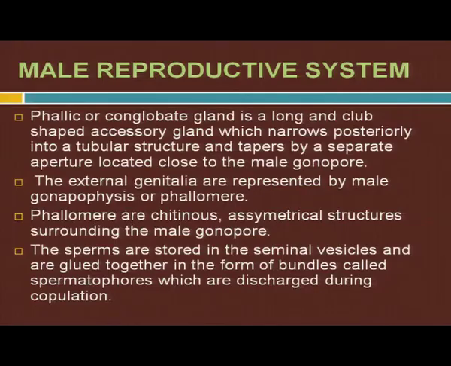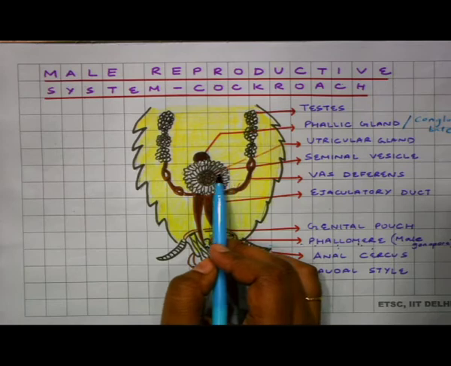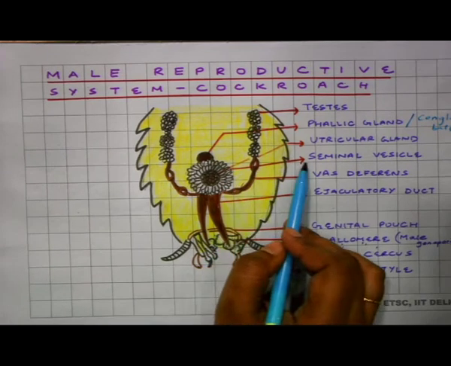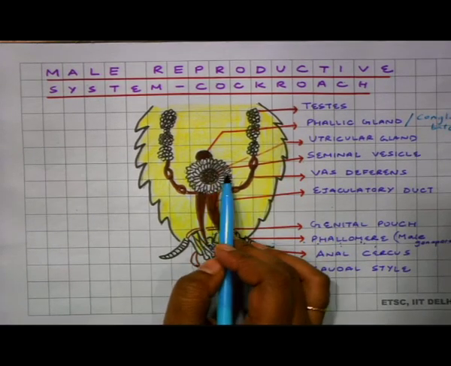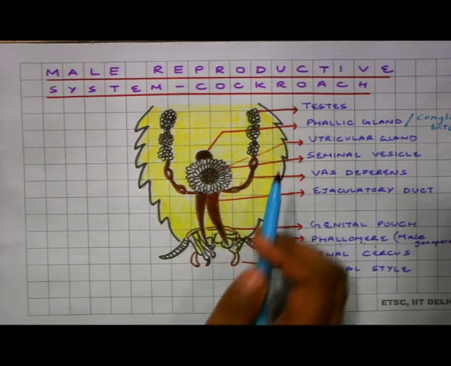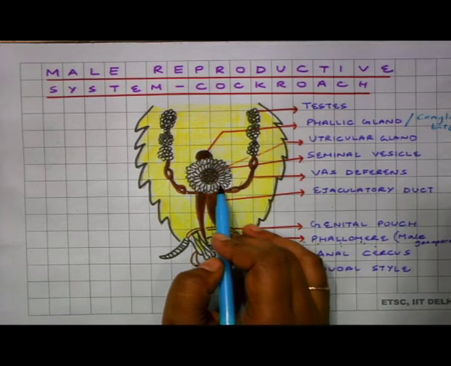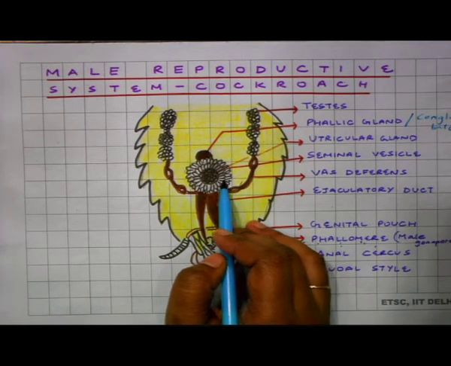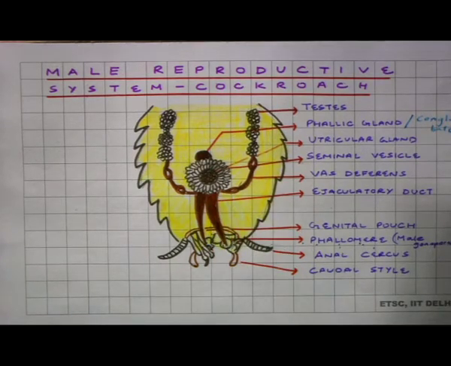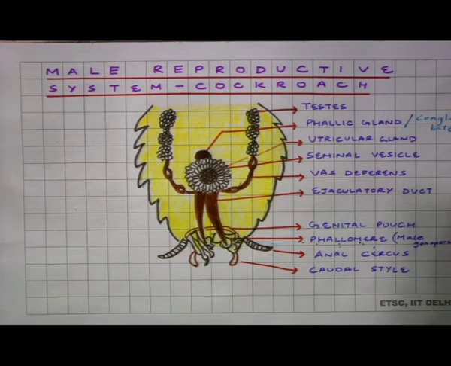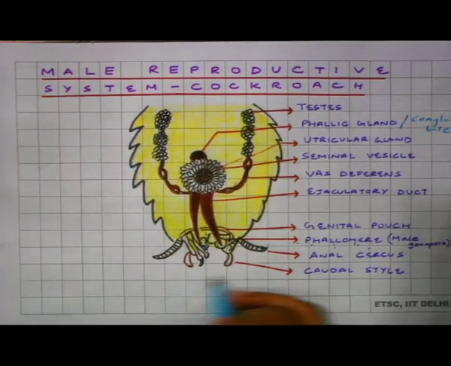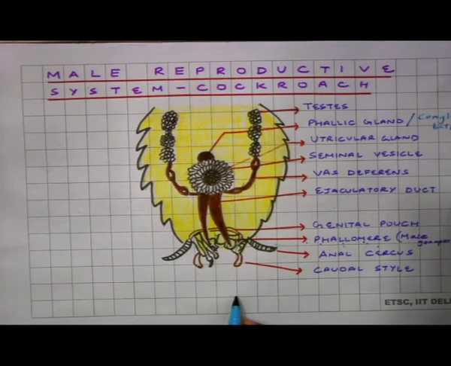The sperms are stored in the seminal vesicle. So, these are the seminal vesicles you can see as a part of this gland. The seminal vesicles store the sperms and glue them together in the form of bundles which are known as spermatophores, and these spermatophores are discharged during the process of copulation. So, this is all about the male reproductive system of cockroach.